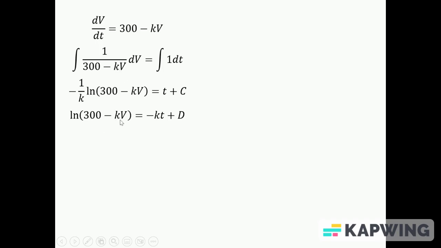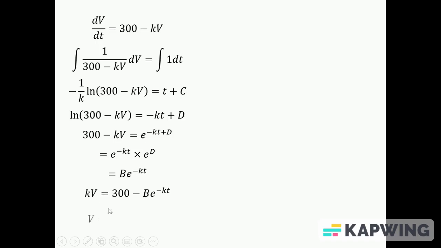I need to say V equals, so I'll have to e both sides. So I end up with this, which I can write as e to the minus kt multiplied by e to the power of d. And this is still just a constant, so I'll call that b. Again, I haven't used a because they used it in the question. And if I rearrange it, so kV on the other side, I have 300 minus b e to the minus kt, and then dividing by k, I can write like this now. That a really is minus b over k, but it's still just a constant. It's just a number. I just don't know what it is.